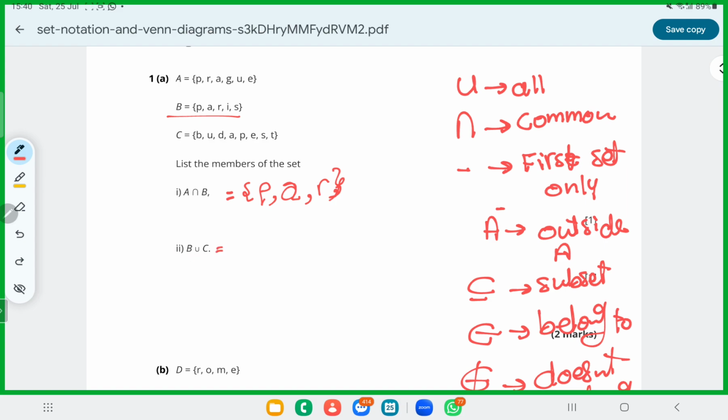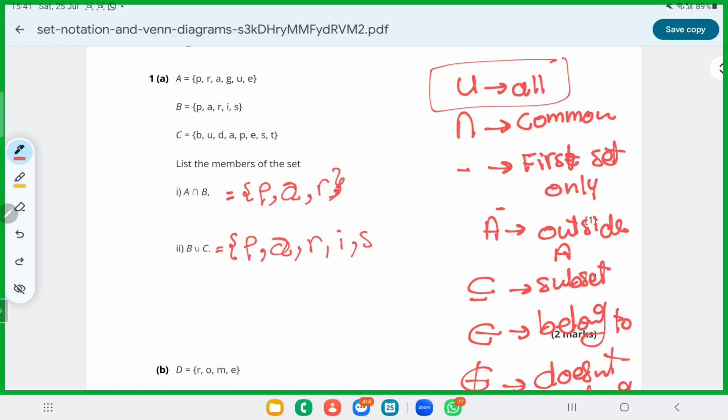P union C. What does it mean? Yeah, this sign means all. So I have to put all the elements which exist in P and exist in C. Are you ready? Where is P and C? I will put all the elements that are in P first. P includes P, A, R, I, S.